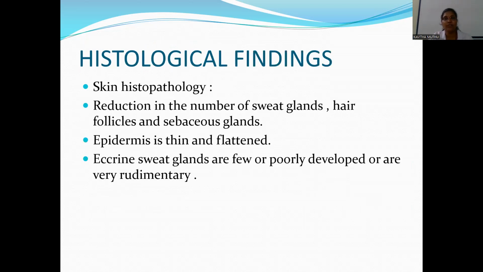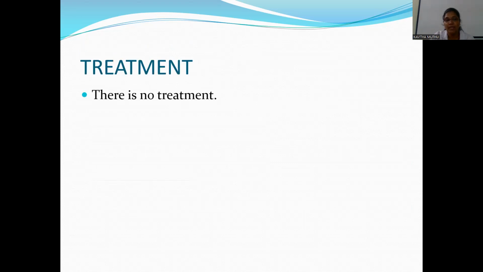And the histological findings. In the skin histopathology, there is a reduction in the number of sweat glands, hair follicles, and sebaceous glands. The epidermis is very thin and flattened, and sweat glands are also very few, and they are rudimentary or poorly developed. There is no specific treatment for this disease. So now you can understand, I think, ectodermal dysplasia and its pathophysiology, types, and clinical features, right?